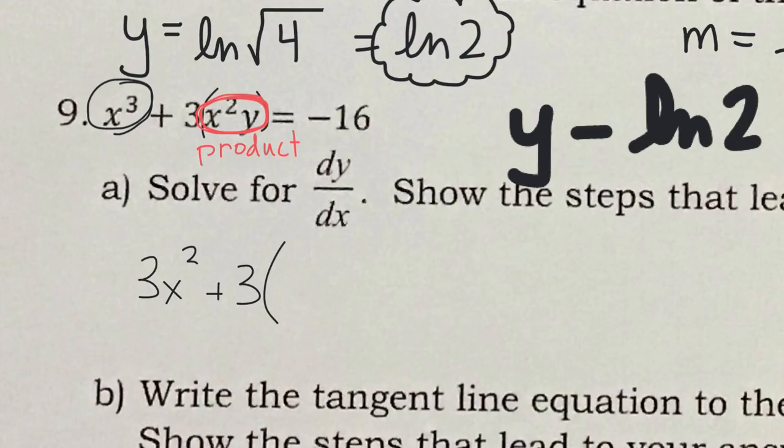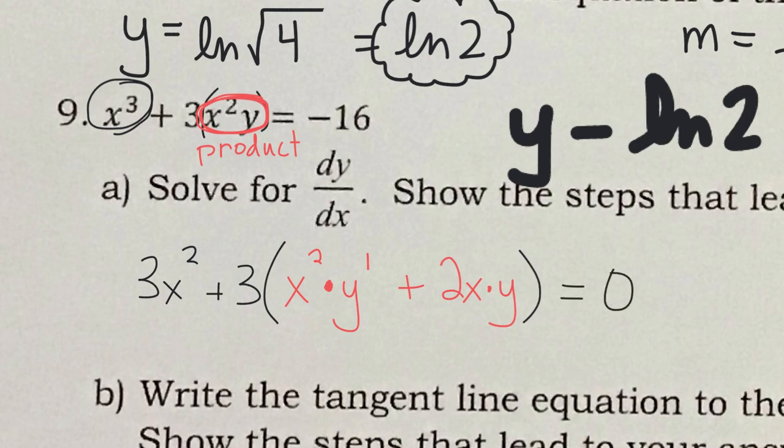So product rule says the first thing times the derivative of the second, which is just y prime. Anytime we're taking a derivative of y, you always have a y prime. In this case, 1 y prime, because the derivative of y is 1. Plus the derivative of x squared, which is 2x, times the second term y, equals the derivative of a constant, which is 0.